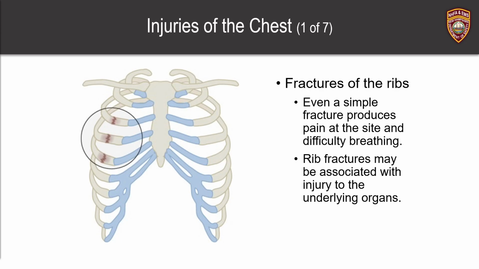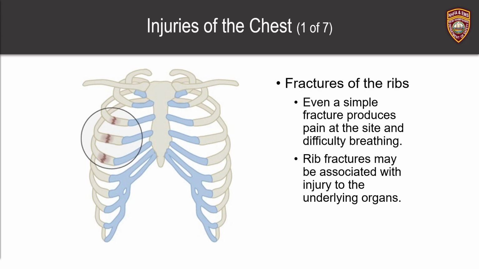So the cavity is surrounded and protected by the chest wall, which is made up of ribs, cartilage, and a bunch of muscles. So because of this, even a simple fracture of one rib produces a lot of pain and difficulty breathing, because our ribs sort of spread apart as we breathe in. So you'll see that a lot of people with rib fractures don't want to take a deep breath, and there's some problems associated with this.